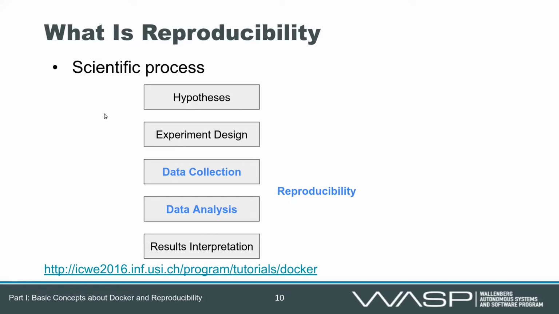Reproducibility usually concerns these two phases: data collection and data analysis. How can I collect or filter the data in the same way, and how can I actually run your experiment and do the same data analysis, and whether I am able to have the same result, etc. So we will also focus on these two phases and see how to improve our reproducibility.